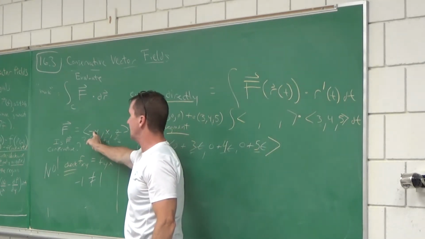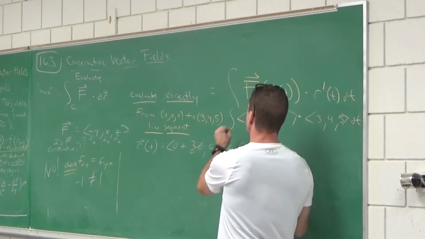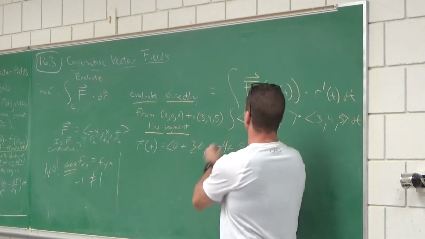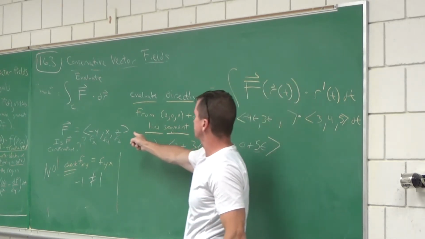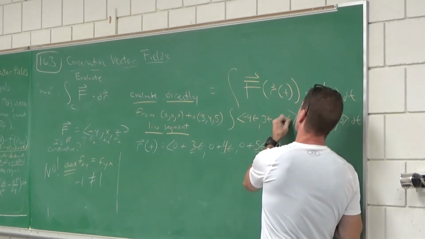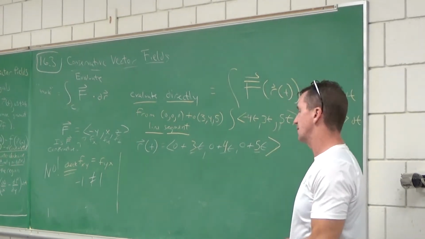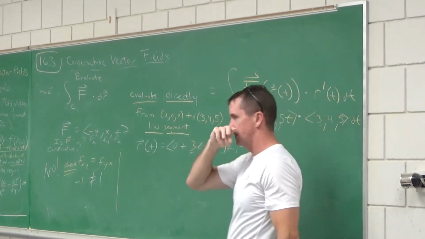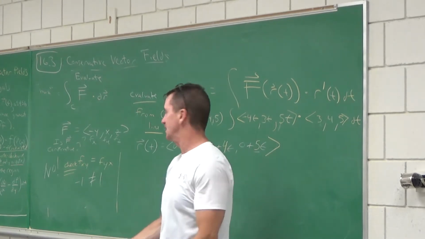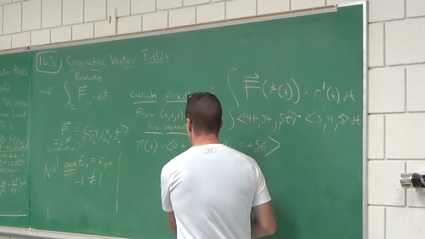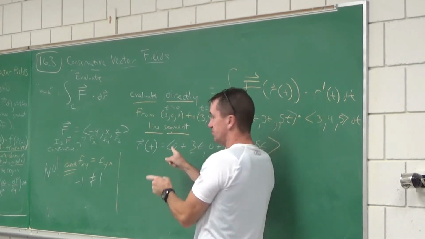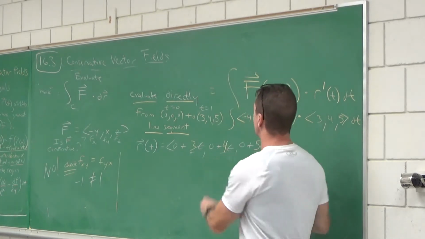Negative y means negative 4t. x is 3t. And what's this? Just the z component, which is 5. Now, the big question. What are the limits? Always with a line, 0 to 1. This always happens with a line, because we did tip minus tail, right? This is t equal to 0. This is t equal to 1. You can check it. Plug in 0, plug in 1, you'll see you get that. So my limits are 0 to 1.